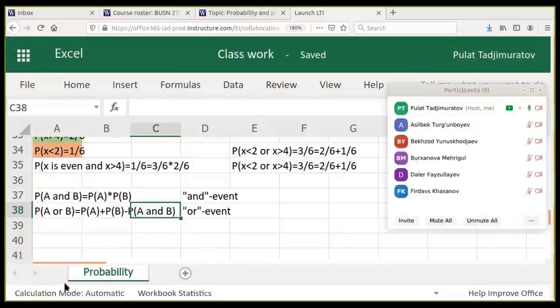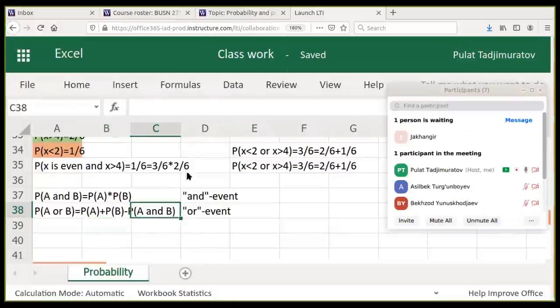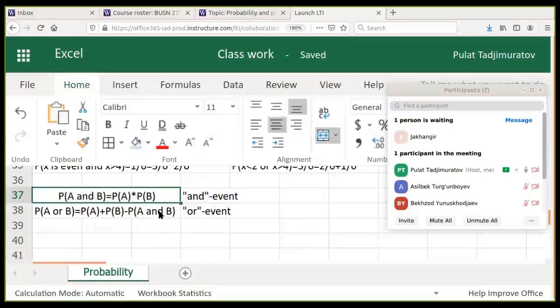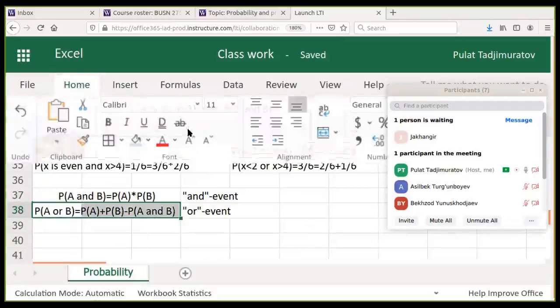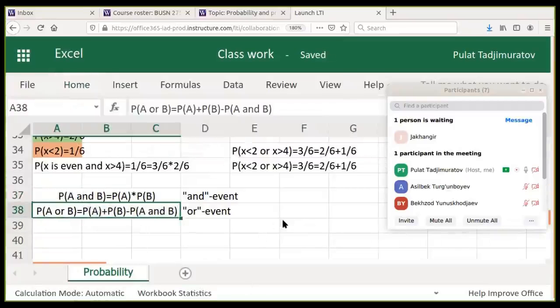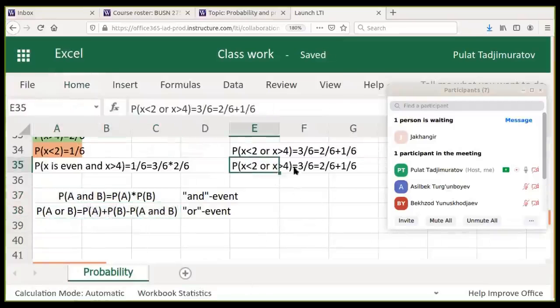Yeah, so you have to add up the probabilities for each separate event, and then you have to subtract the probability of both of them happening at once. And in some cases, it might look like you just add up without subtracting anything, like here.